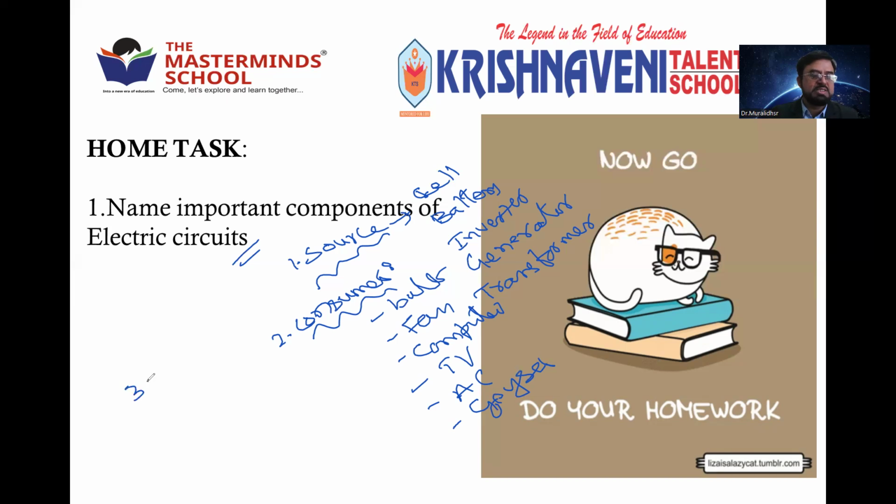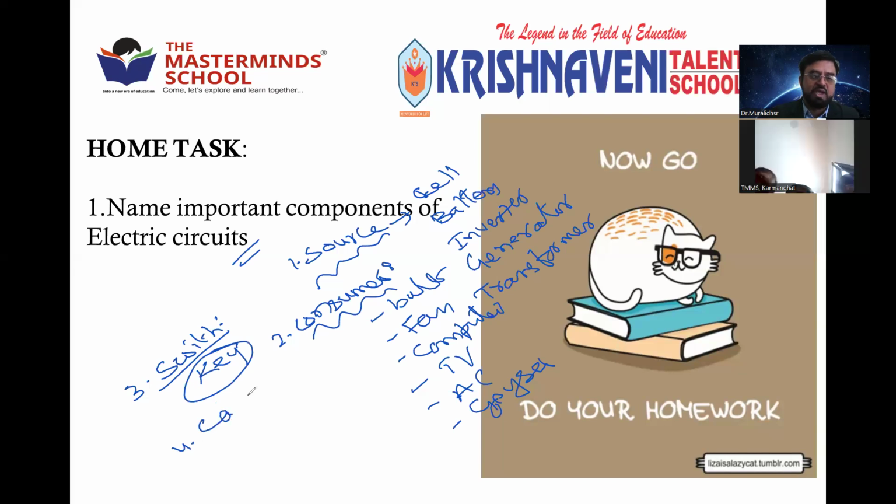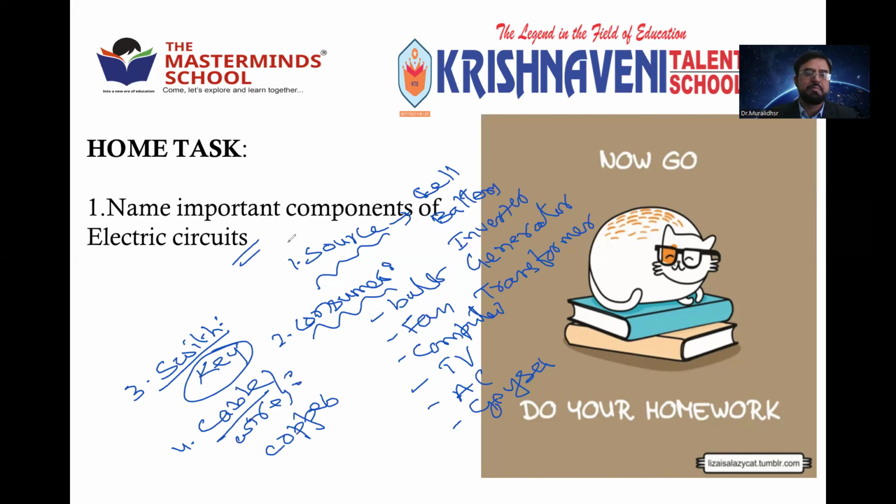And the third component is switch, very important. So switches, you know everyone, or it is also called a key. Any number of switches you can use. And the fourth important component is cable or wire, right? Cable or wire, which is generally made up of copper. Copper, that is a conductor of electricity. So these 4 are named as the components of electric circuits.